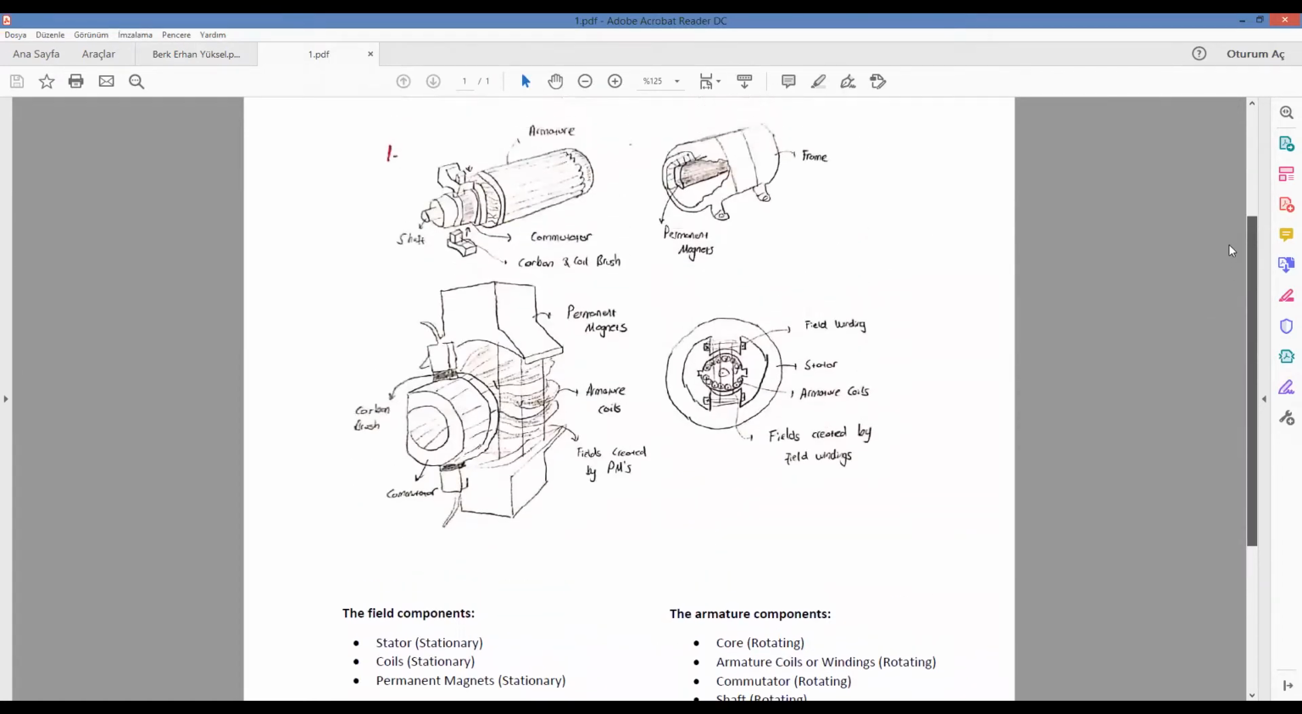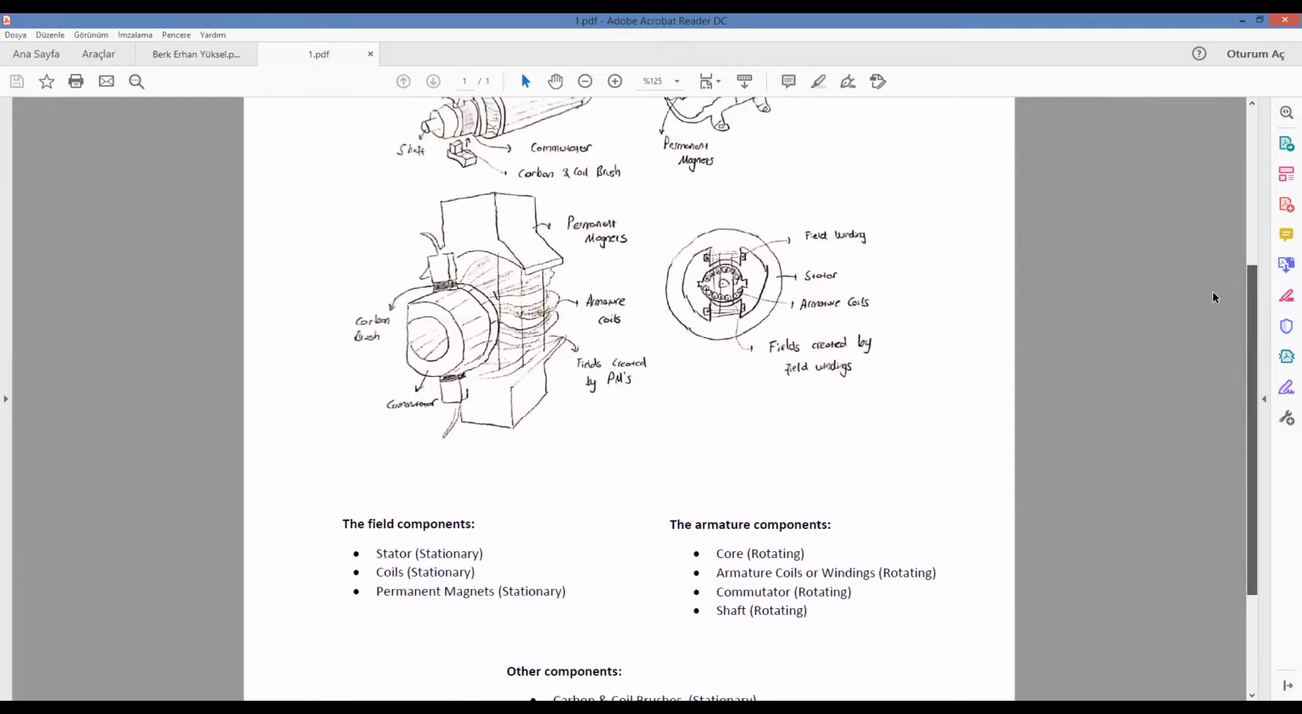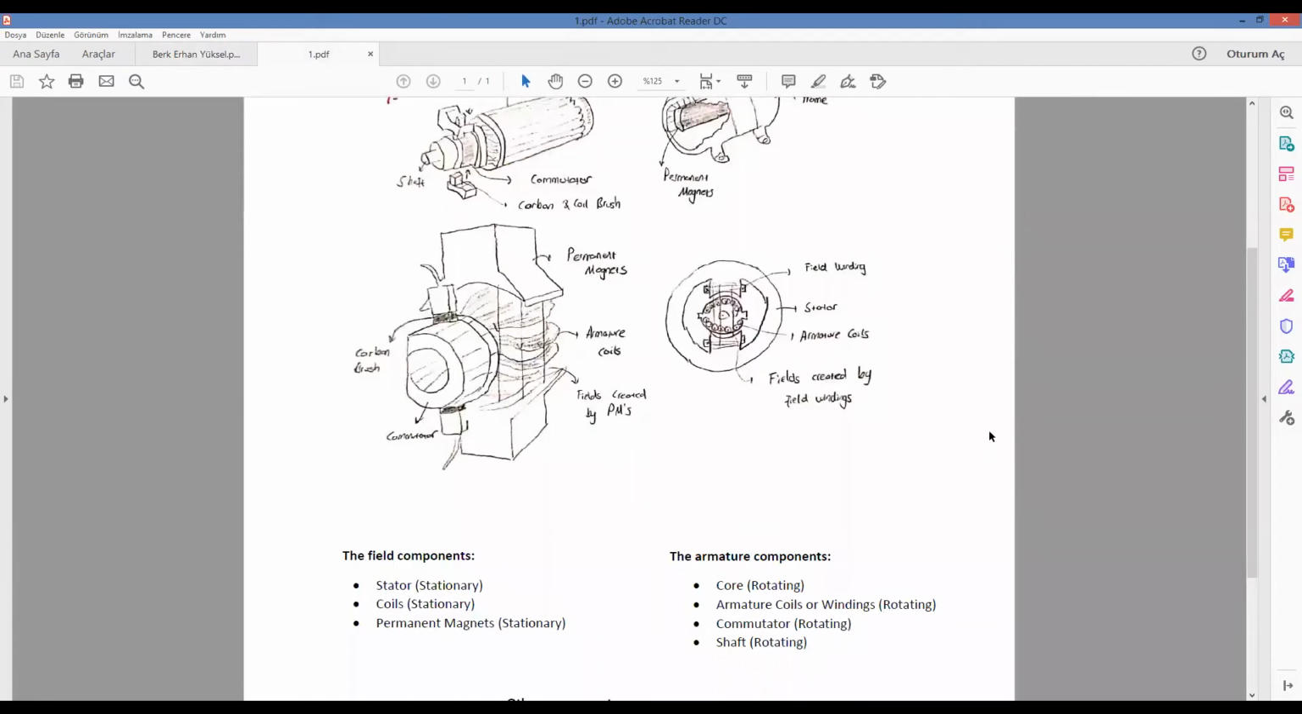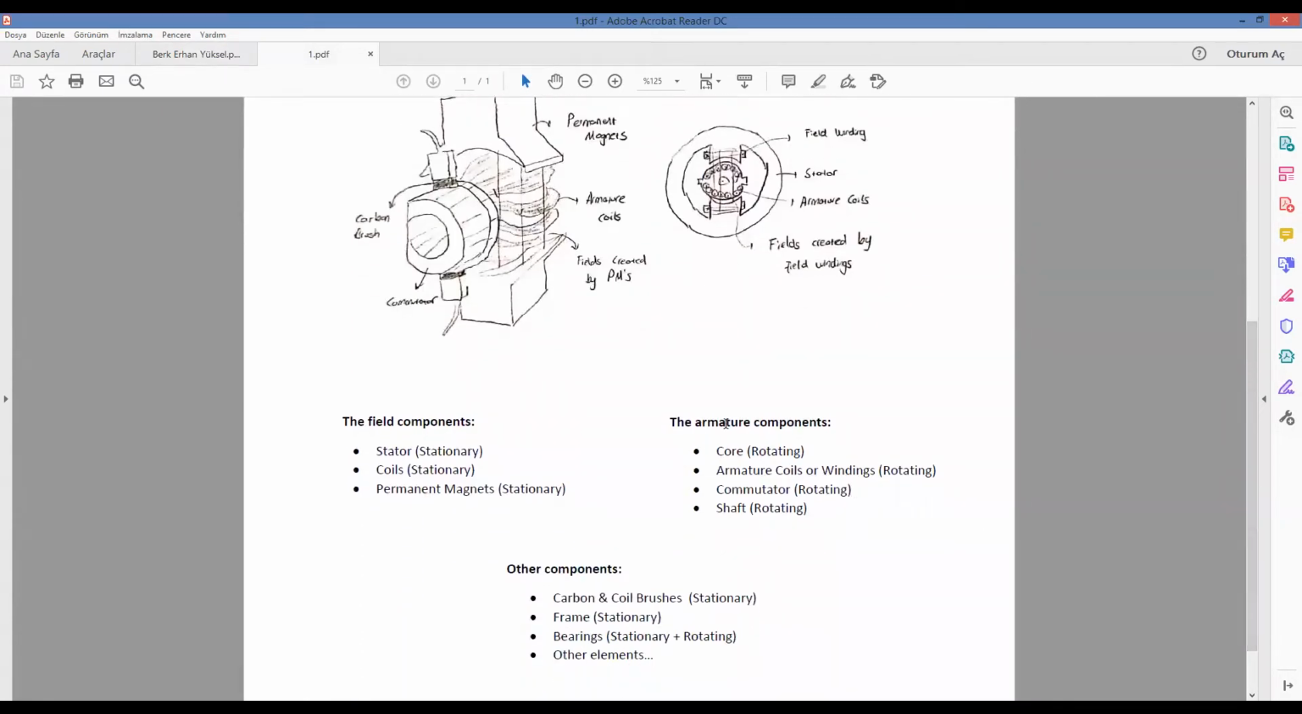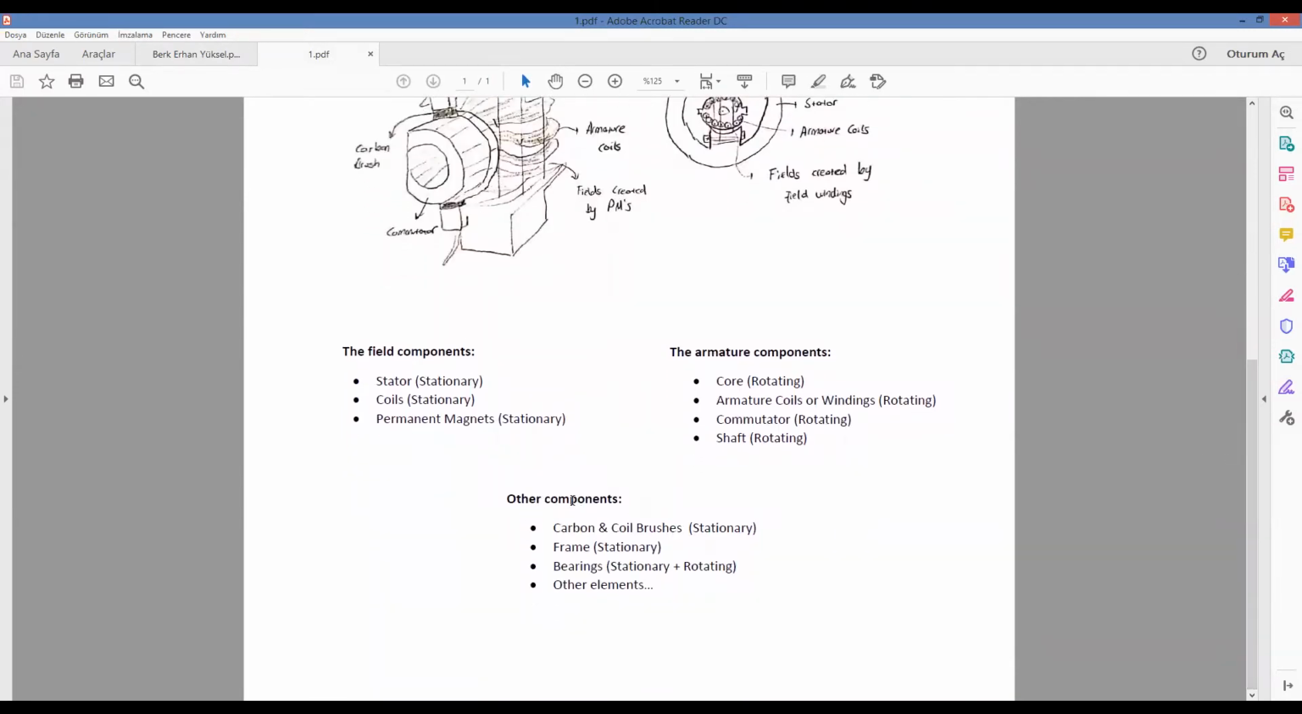To sum up, the field components consist of three elements: stator, coils, and permanent magnets. These are stationary, and the armature components are the core, armature coils or windings, commutator, and shaft, as you can see. These are the rotating parts because the armature rotates with the Lorentz torque in the DC machine. On the other hand, we have carbon and coil brushes, which are stationary, and the frame that is stationary also, and bearings and other elements.